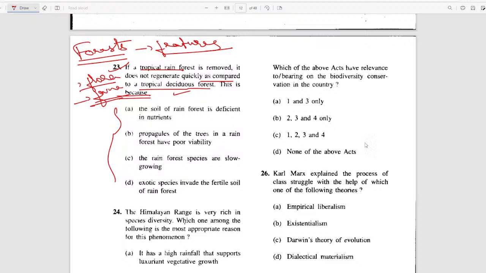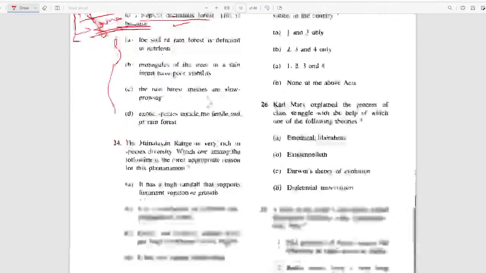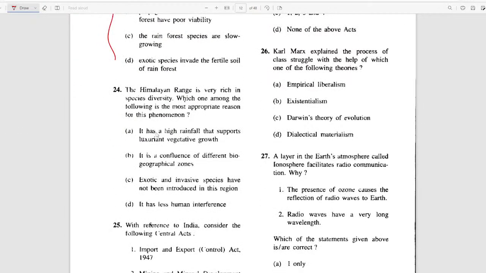Whenever you're going through the basic NCERT textbooks, read about the forest and its features and the unique flora and fauna available in that particular forest. Then, the Himalayan range is very rich in species diversity. Which among the following is the most appropriate reason for this phenomenon? The Himalayan range is very rich in diversity, and what is the reason for it? So you have to go through these questions.